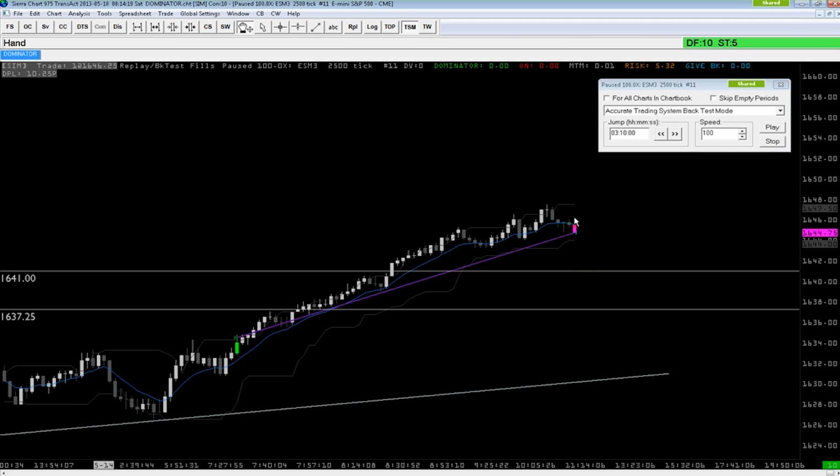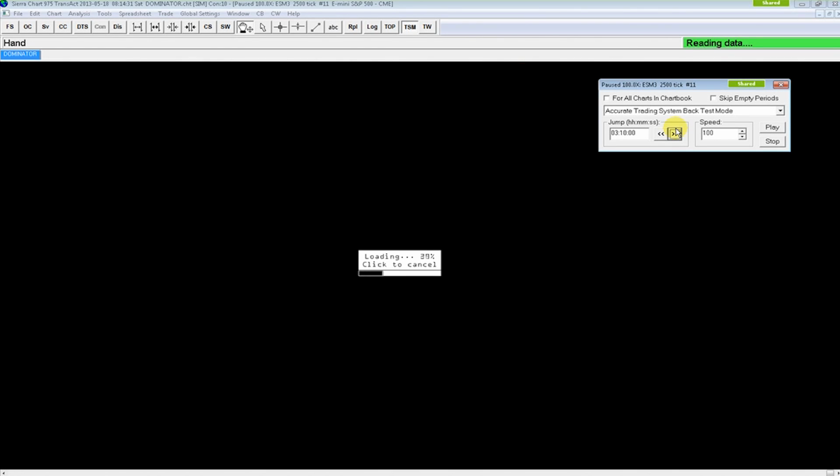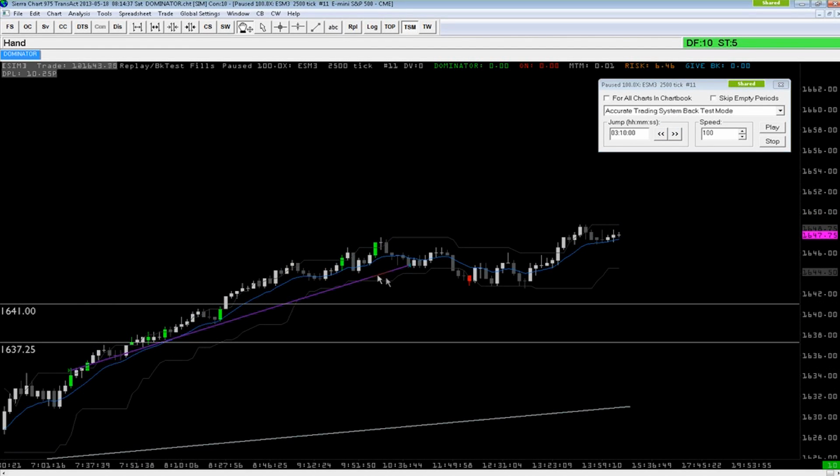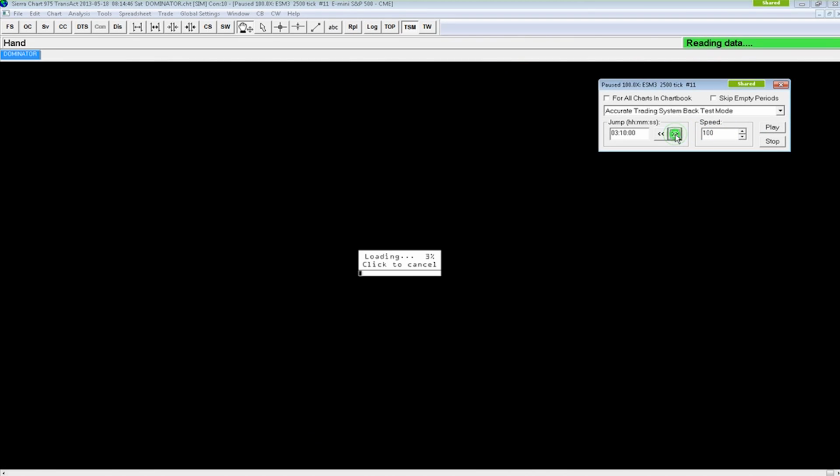We've made it to 11 o'clock. Probably after a big move like that, there's going to be at least an hour or two of consolidation. So I'm going to pause this and let's just skip forward a little bit here. After that big trade, it's going to get into some consolidation. May go long later, you may trade it again, but now we're approaching the close here, so we're just going to go to the next day.